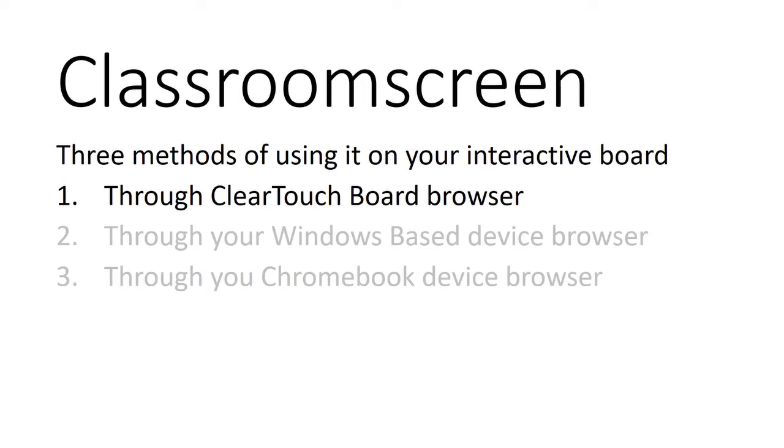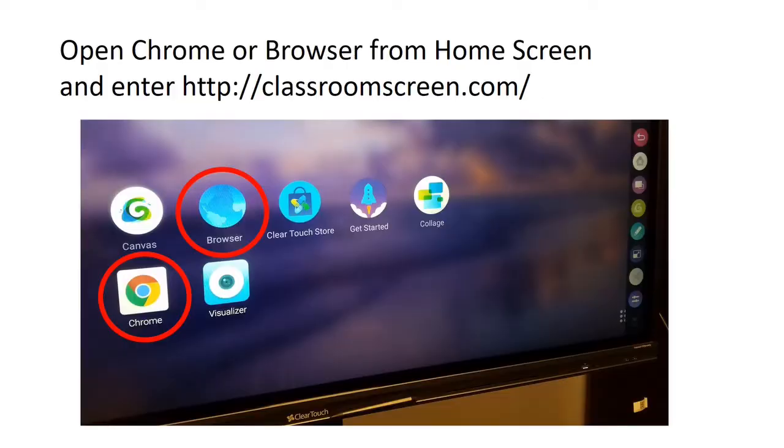The big disadvantage of going through the board itself is there's no microphone. And one of the good functions is a thermometer-like thing that measures the sound in the room. By using the Cleartouch board with no microphone, that function doesn't work. You go to the home screen, click on either browser or Chrome, then enter Classroomscreen.com.